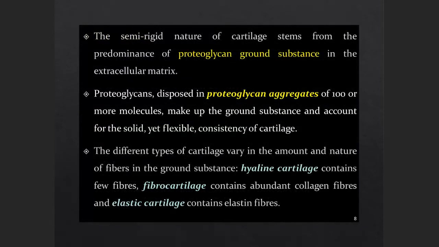Now the semi-rigid nature. Here you need to understand why bone is rigid and cartilage is semi-rigid. You will be able to understand in this slide. The semi-rigid nature of cartilage stems from the predominance of proteoglycan ground substance. That is why I told you in the previous slide that proteoglycan is one important thing. The semi-rigidity in cartilage, and the rigidity in bone: semi-rigidity is because of proteoglycans, which secrete proteoglycan aggregates that make up the ground substance and account for the solid yet flexible consistency of the cartilage. Hope you understand that.